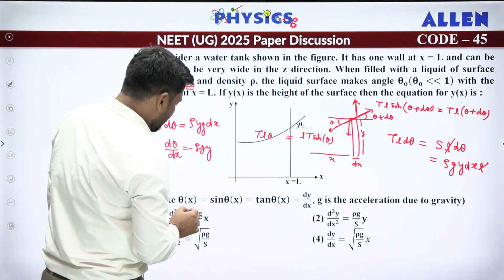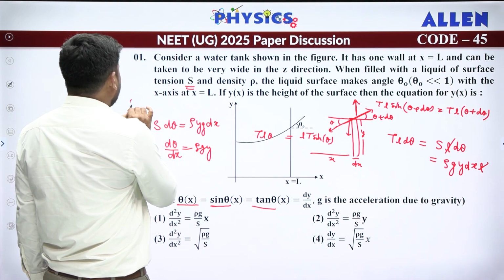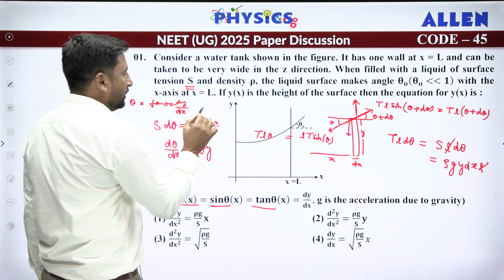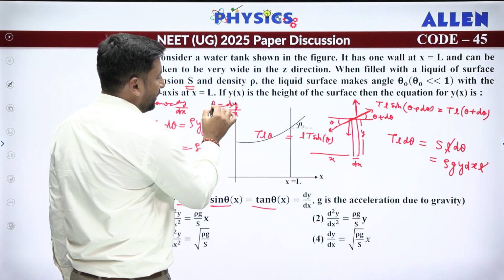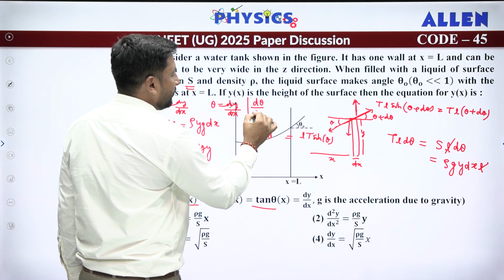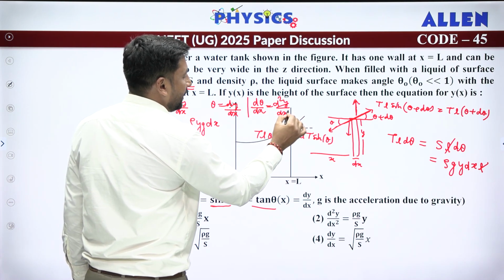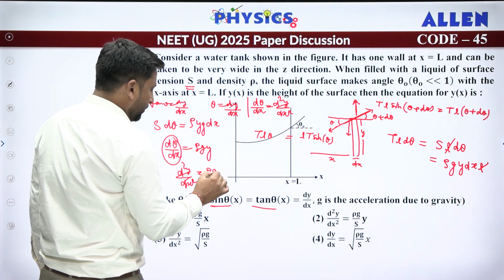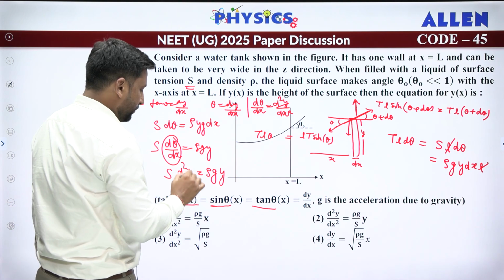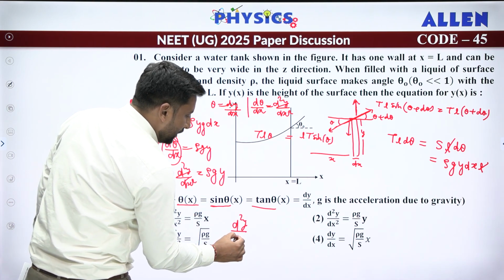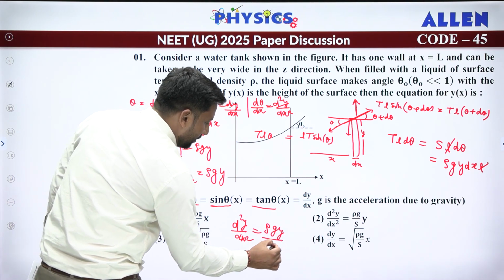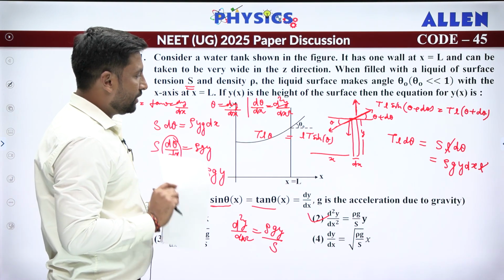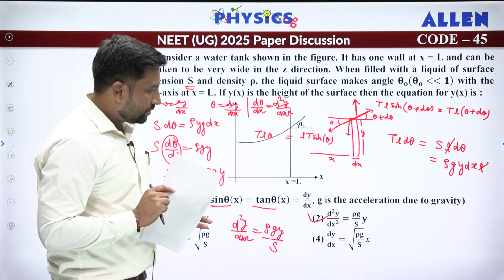Now one more thing is given here, that we can take theta as sine theta and tan theta also. So theta we can write as tan theta, which is dy by dx. Now if you differentiate theta with respect to x once again, we get d theta by dx as d2y by dx square. So d2y by dx square equals rho g y, and the S is there, so divided by S. So d2y by dx square equals rho g y divided by S. It will match with the second option. It is one of the difficult questions, as you can see here. So the correct answer for question number 1 is the second one.